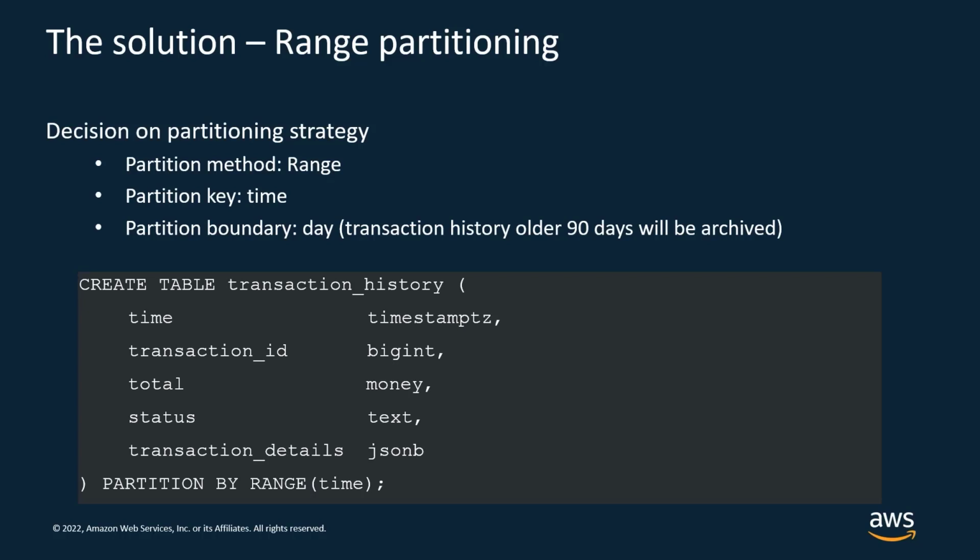If we partition by day, we will end up with about 90 partitions. That should be a manageable size. We can implement range partitioning for this table. With declarative partitioning, creating the partitioned parent table is similar to a regular create table. We just need to add a partition by clause to the create table statement.